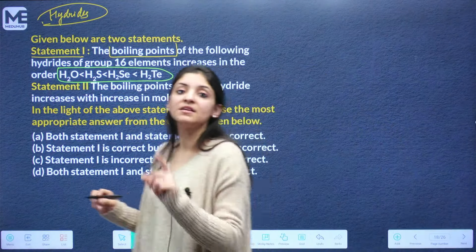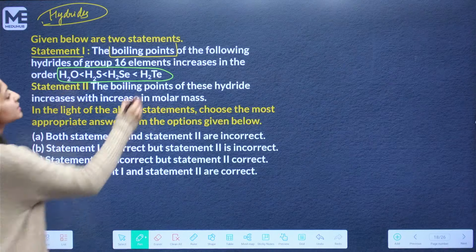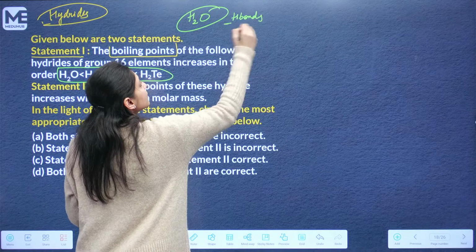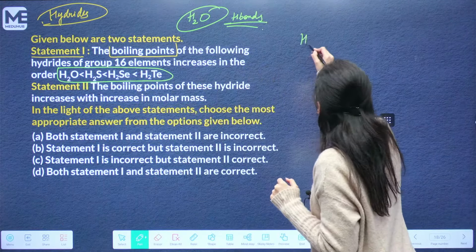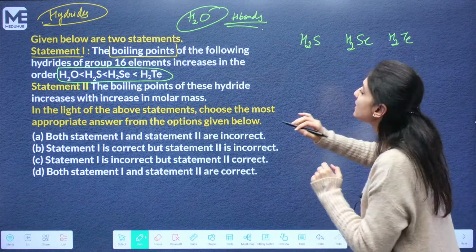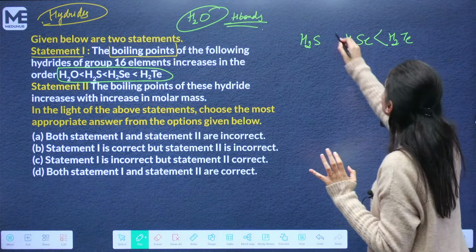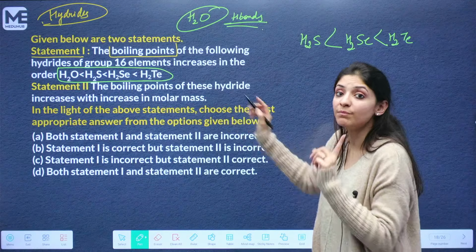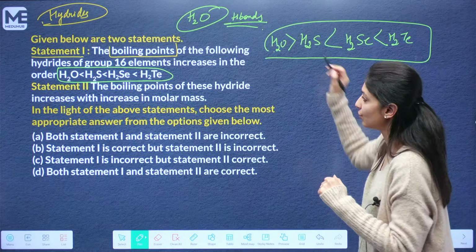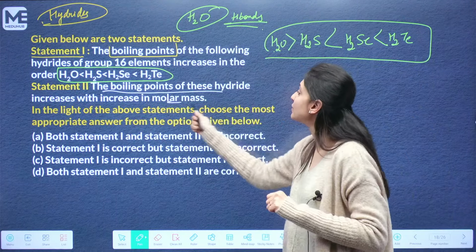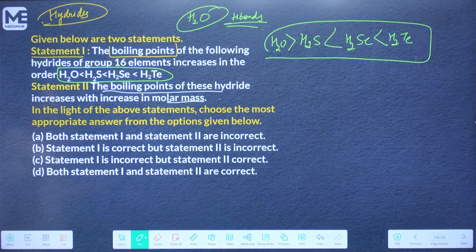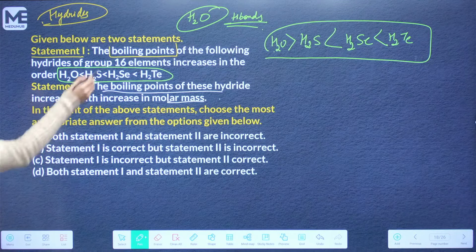What happens in hydrides? The boiling point and the melting point of water is anomalous because of the presence of hydrogen bonding. So if you look from H2S to H2Se to H2Te, you will see that because van der Waals force is increasing, boiling point would increase with the increase in molar mass. But in the case of water, what happens? The boiling point is higher. So this is the actual order that is followed, and this statement is not really observed because of hydrogen bonding. Hence, the correct answer would be both statement 1 and 2 are incorrect with respect to group 16 elements.